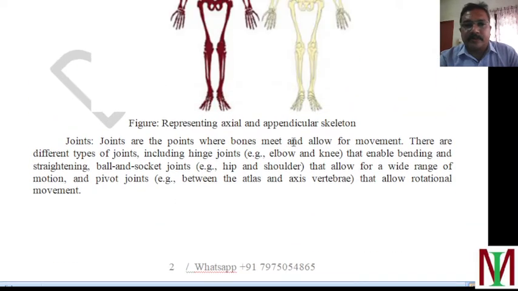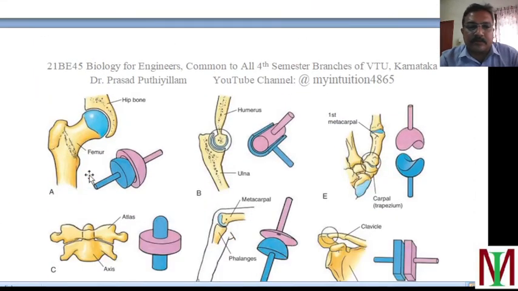Joints. There are so many joints you can see, where the bones meet and allow for movement. There are different types of joints, including hinge joints, such as elbow and knee, and ball and socket joints. The hinge joints, elbow and knee, enable bending and straightening.